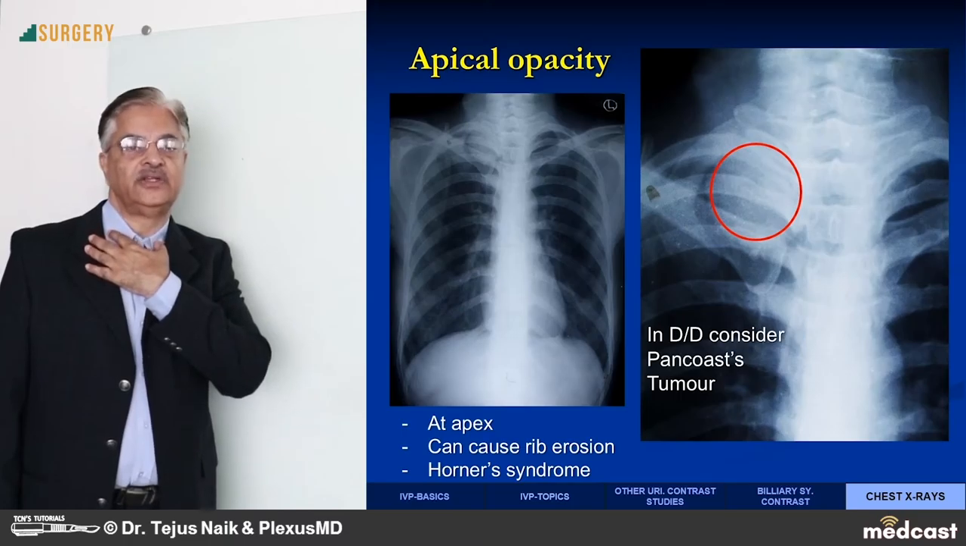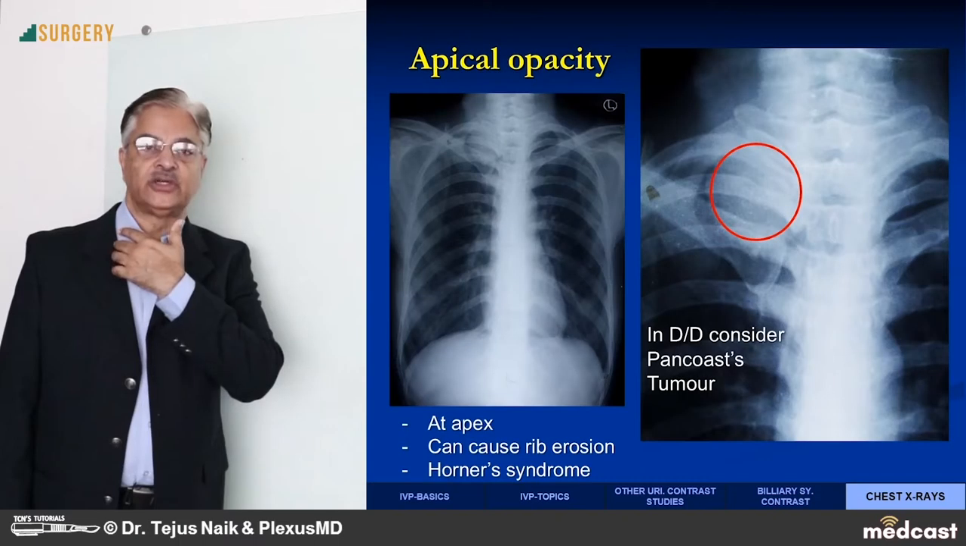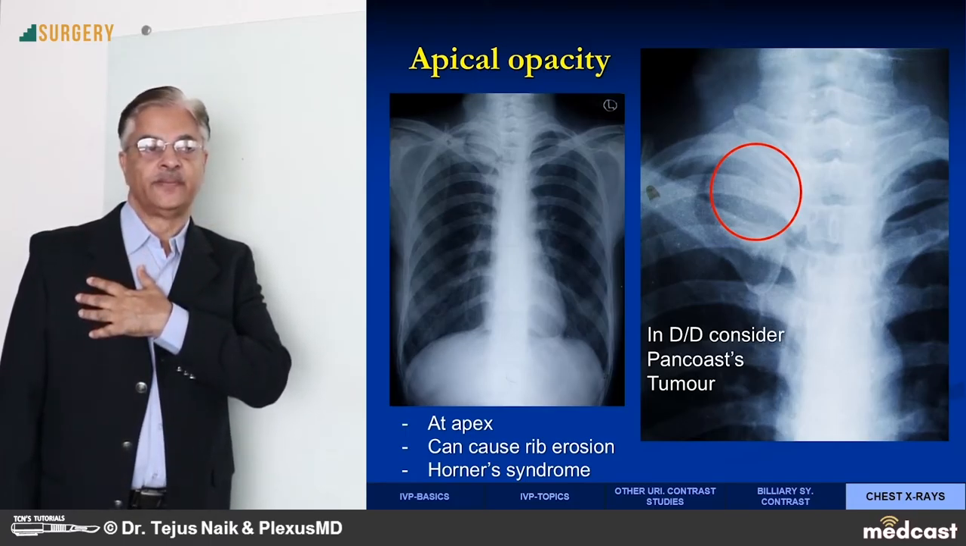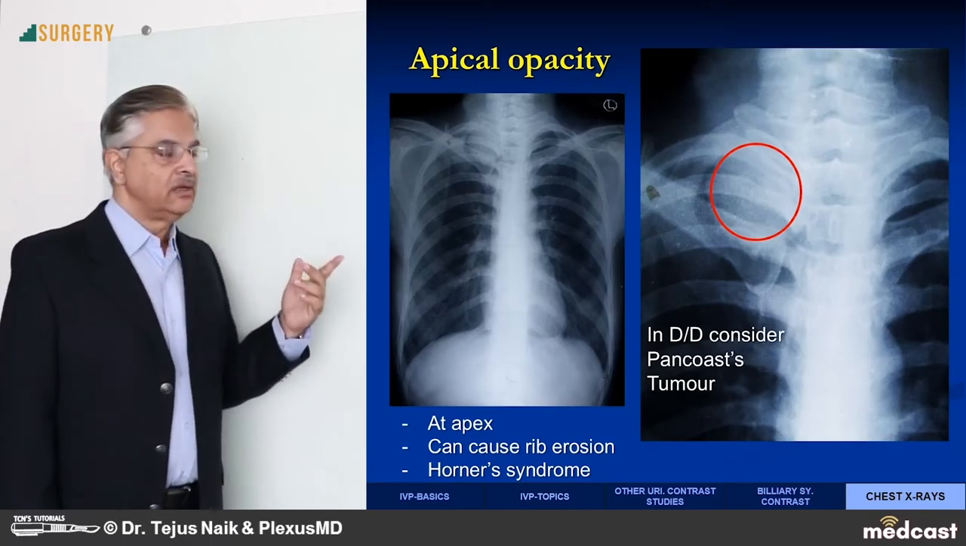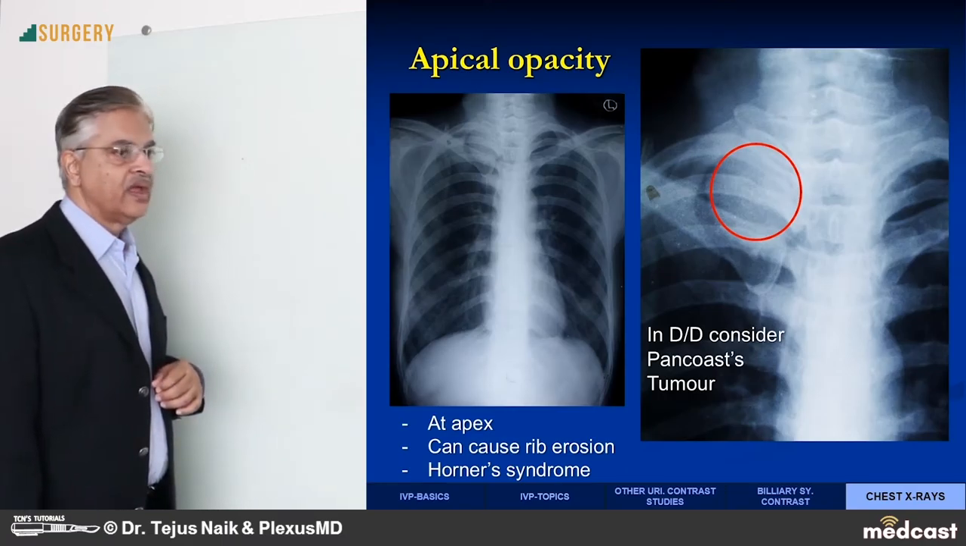Pancoast tumor is a malignant lesion in the upper part of the lung, generally right, and it can give rise to erosion of the first rib and can also give rise to the affection of the sympathetic trunk. And that is why this, in differential diagnosis, can be a pancreas tumor.